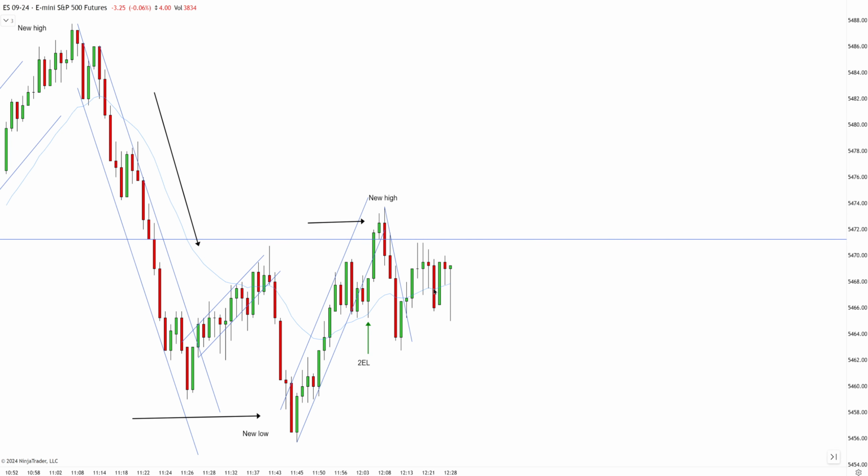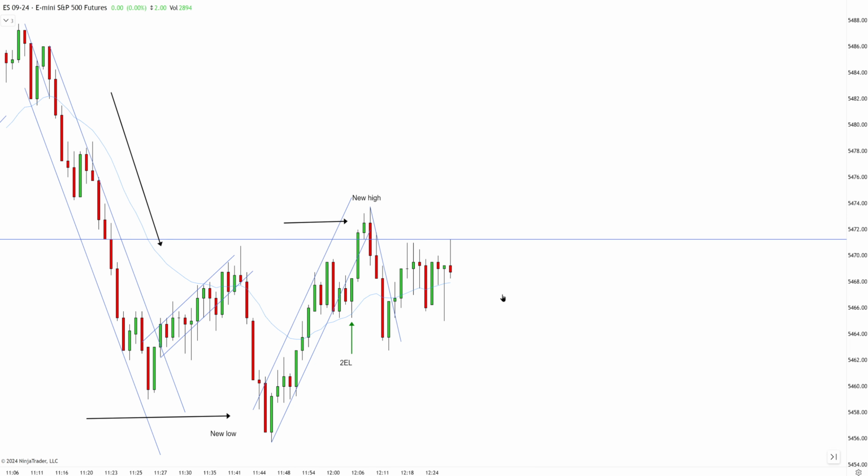Now I can see EMA being flat, price is going sideways. We're above EMA, so I cannot go short, but at the same time, I cannot go long. Uptrend played out. And this is very neutral. We're going sideways.